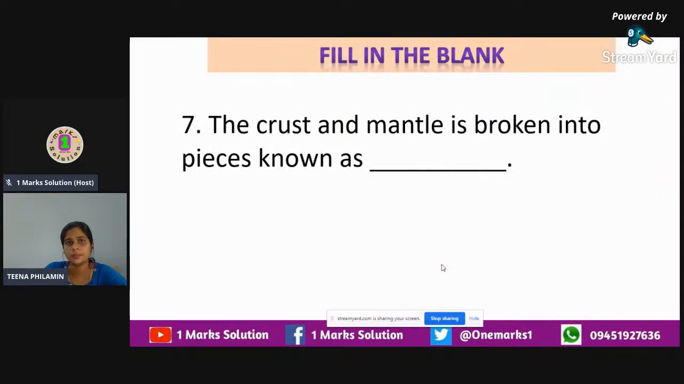Then the seventh one: the crust and mantle is broken into pieces known as dash. The earth is divided into four layers: the inner core, the outer core, the mantle, and the crust. The inner core is the innermost part, the outer core lies above it, the mantle lies above that, and the topmost part is the crust. The crust and mantle are broken into pieces known as tectonic plates. It is a higher order thinking question, not in the text. So the answer is tectonic plates.